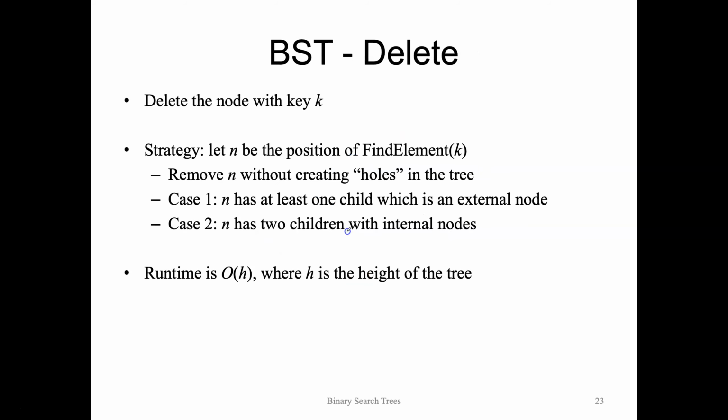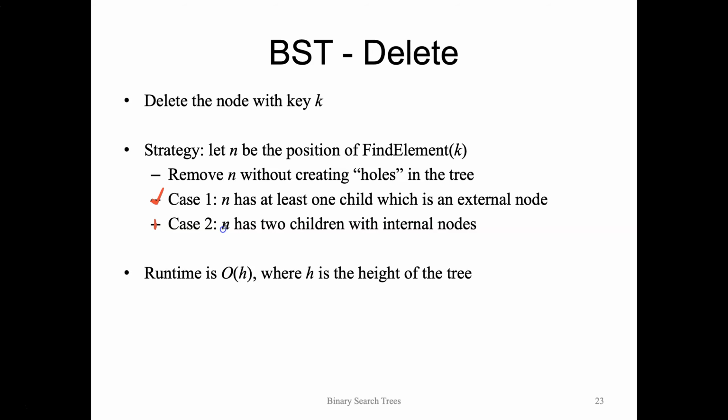All right, now with delete. This is a little bit more complicated than the other operations that we've seen, but the idea is we can certainly find the key that we want to delete just the same way that we would find an element, but we want to remove it without creating any holes in our tree. So an easy case of this is if the node that we're going to remove, n, has at least one child which is a leaf. And we'll see after that a little bit harder case of if the node we want to remove has both of its children as internal nodes, meaning we can't just remove this because then that would create a hole.